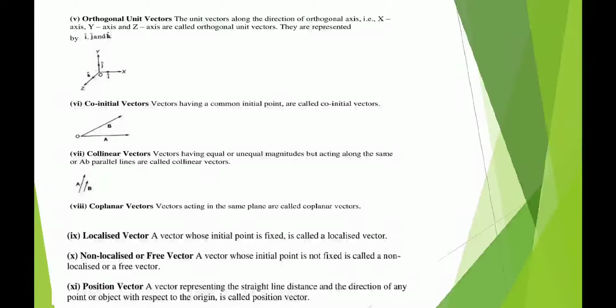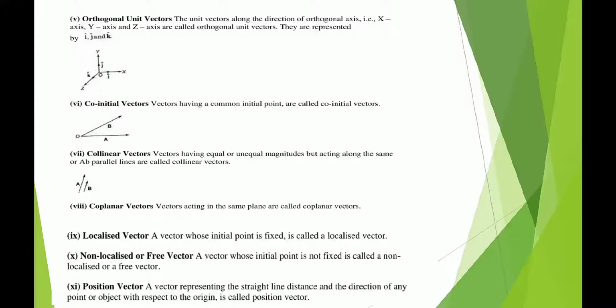Orthogonal unit vector. The unit vectors along the directions of the orthogonal axes, that is x-axis, y-axis, z-axis, are called orthogonal unit vectors. They are represented by i cap, j cap and k cap. Fourth one, co-initial vectors: vectors having a common initial point are called co-initial vectors.